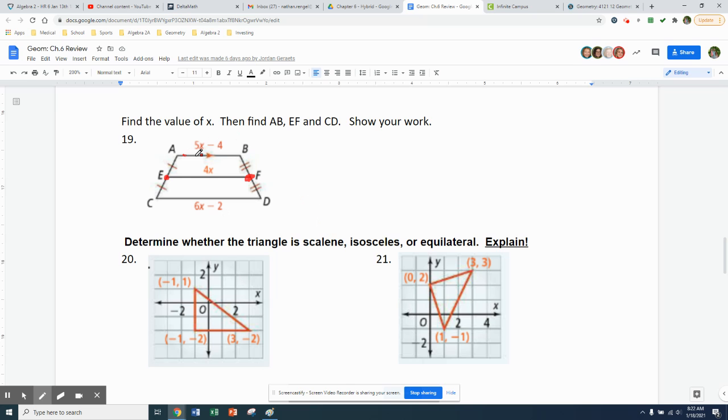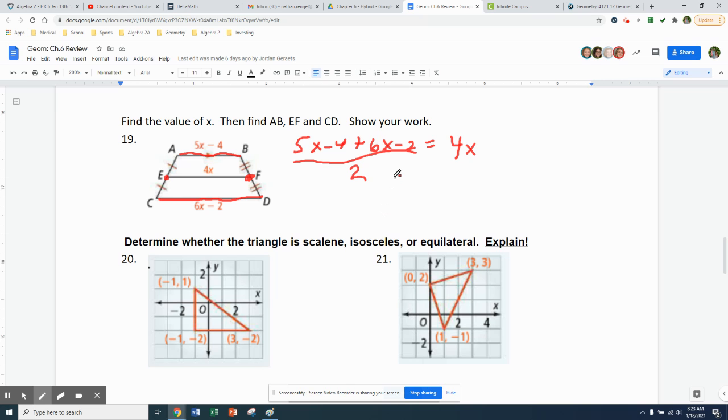So we're going to add up the top base, which is 5x minus 4, and the bottom base, which is 6x minus 2. So we're going to add these two up, divide them by 2. That's going to equal 4x. So first we'll take 5x minus 4 plus 6x minus 2. Those two bases added up, divided by 2, will average out to equal 4x.